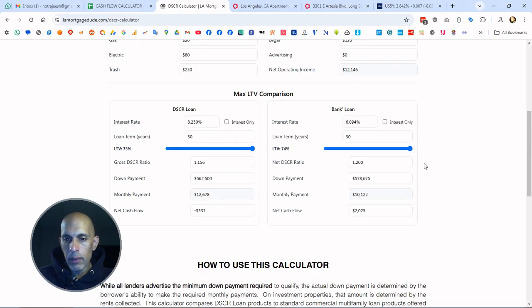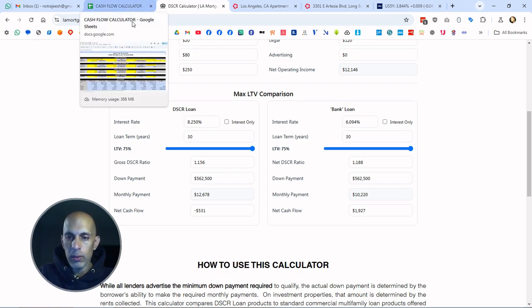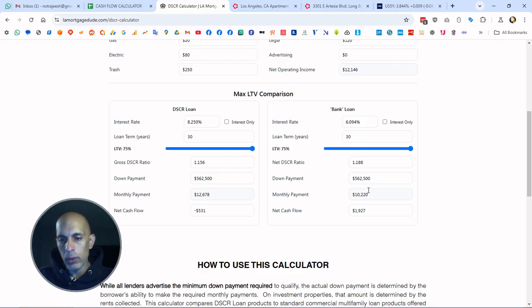6.094. And now we actually have to come down with 26%, assuming we were going with something like a Chase Bank loan. Now you'd get a lower interest rate there, but you're going to need a 1.20 DSCR ratio. Your down payment is $578,000, but if I stick at 25%, you're going to be saving about $16,000 there. So let's see here, 6.094. You've got $562,000 down, and you're doing about $1,927 a month in terms of cash flow.